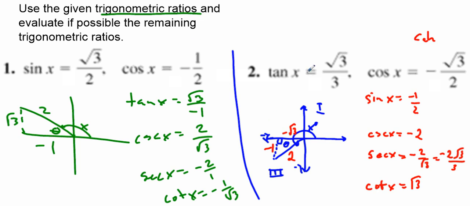Whenever you're solving the trigonometric ratios, you want to use these two given values and figure out the quadrant first, draw your triangle, and once you write out the triangle with all the sides using the ratios, you can then solve the remaining trigonometric ratios.